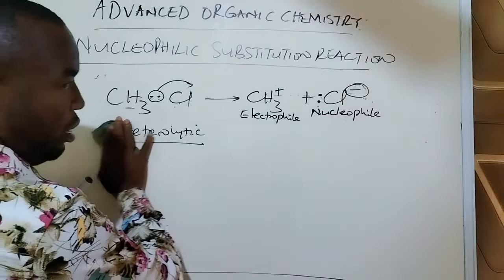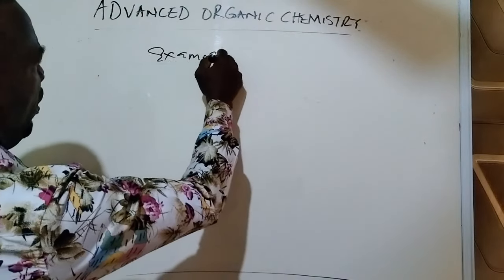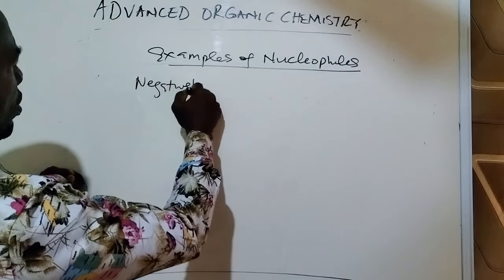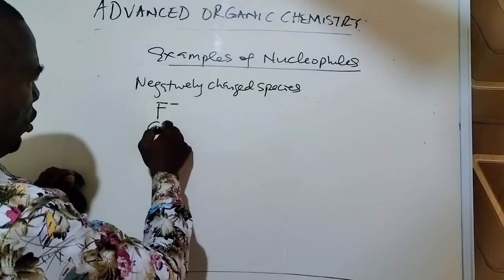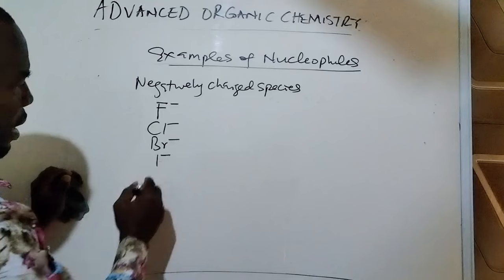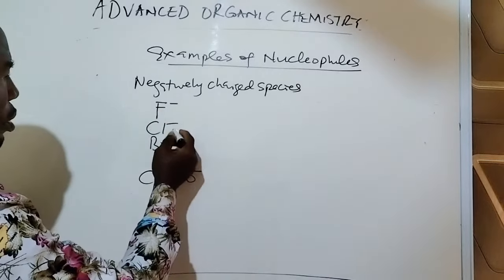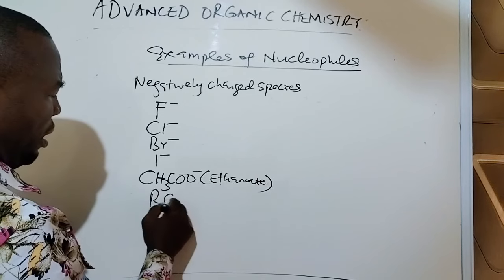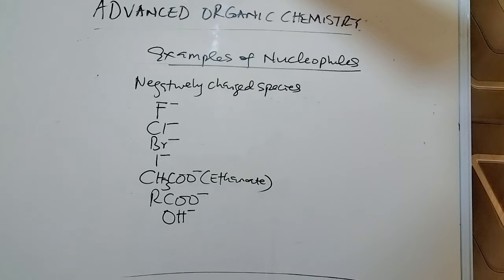There are many nucleophiles in chemistry. Examples of nucleophiles include negatively charged species, which include the fluoride ion, chloride ion, bromide ion, iodide ion. These are nucleophiles. Then we can also have the ethanoate ion, or generally the carboxylate ion. Also the hydroxide ion. These are nucleophiles. They are negatively charged species because that negative charge indicates that they have excess electrons. That's why they are called nucleophiles.